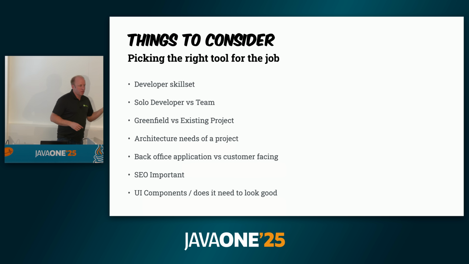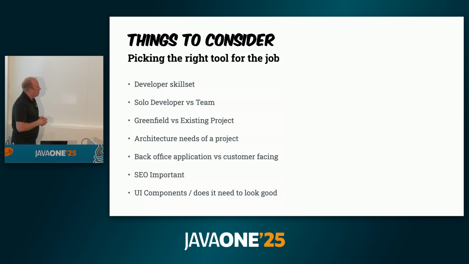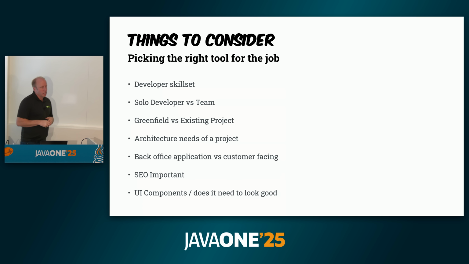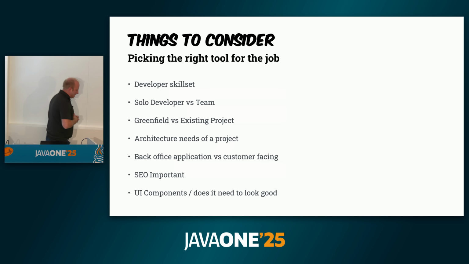Solo developer versus team. This is a big deal, right? Being able to understand that this is an existing project or this is a new project where we can pick what we want to do here. Architecture usually drives some of these questions, right? Existing architecture. Is SEO important? That's always a big thing too. Like, hey, if we want to make sure that these articles are getting seen on the internet, these things are important. So these are some things to consider.